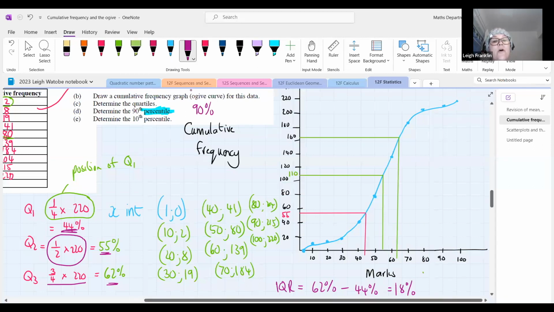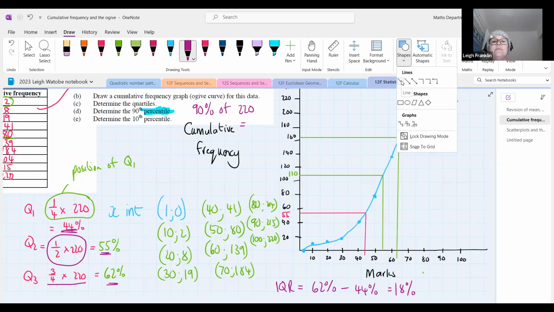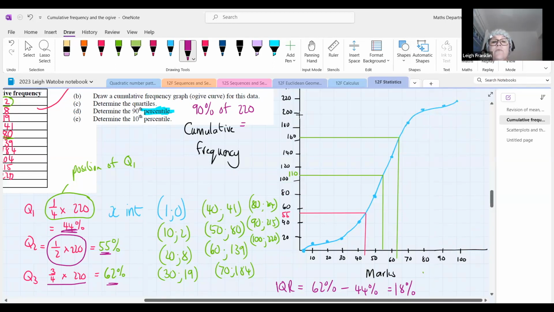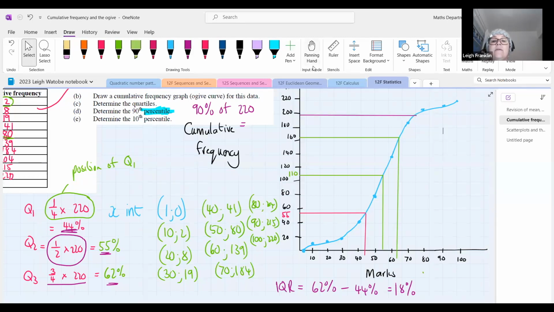All right, so to get the 90th percentile, that would be 90% of 220. Okay, so 90% of 220 means that it would be located at 198. At 198, that would be your 90th percentile. So that's right up there, isn't it? We'll just move it down a fraction. There we go. And then I'm going to come down. So that would be my 90th percentile.